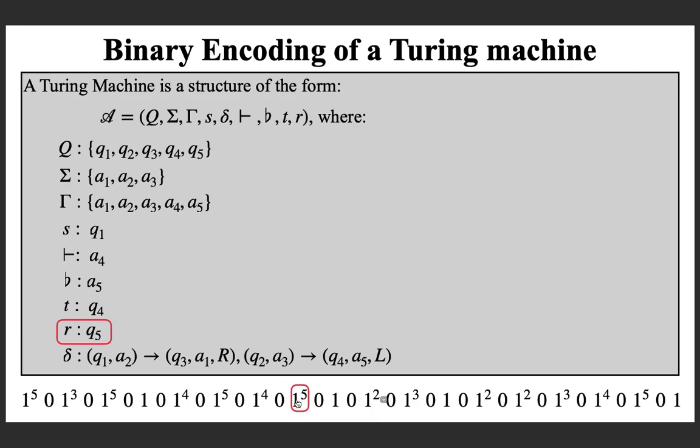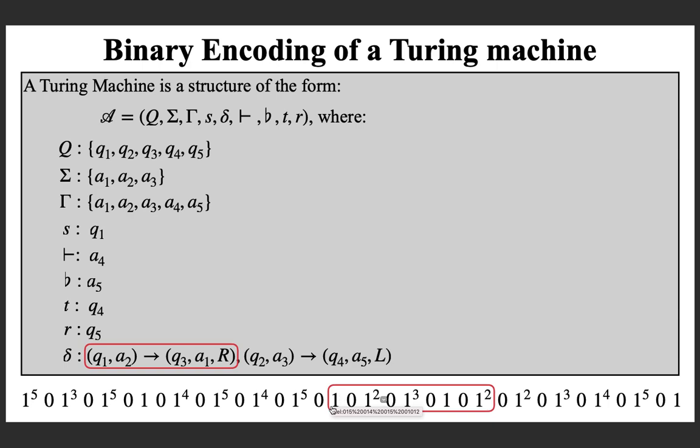You are saying that it is the 5th state in the state set, Q5 is the reject state, correct. Then you have to represent a transition function. How many components are there? 5 components. Each one is represented as a string of 1s, and 2 successive components are separated with a 0.